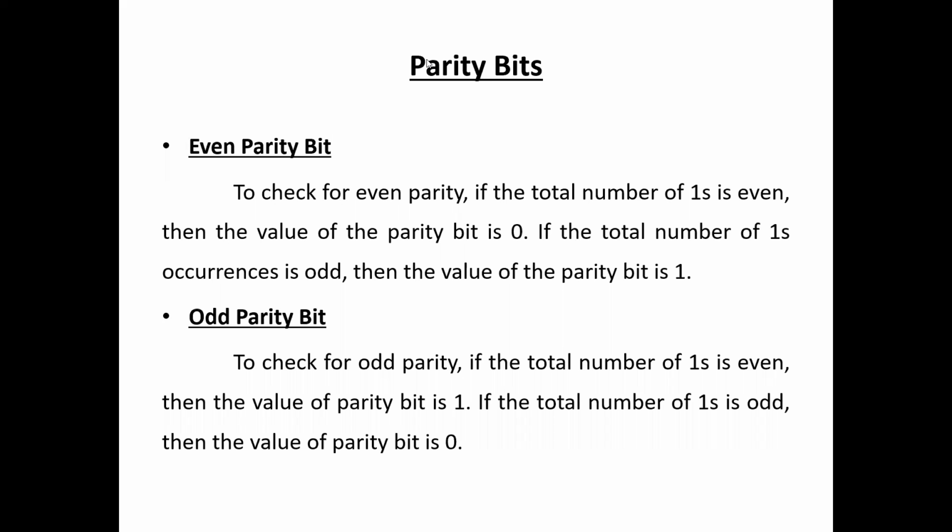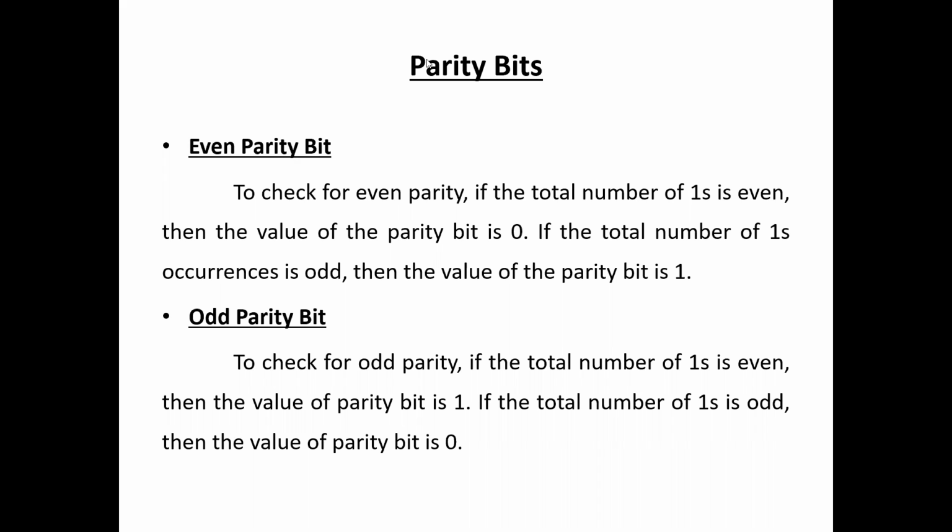Next, we have to find the parity bits. If you take even parity, to check for even parity, if the total number of ones is even, then the value of the parity bit is 0. If the given data consists of an odd number of ones, then the parity bit is 1.